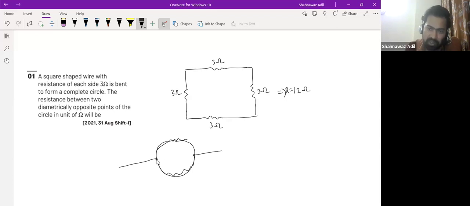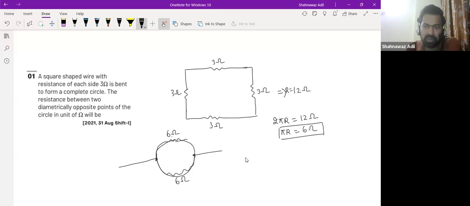For the diametrically opposite ends, for these two ends, what is the effective resistance that we have to find out? We know that the total resistance of the whole thing is 12 ohm. So for 2 pi r length, the resistance is 12 ohm. For a semicircle, for pi r, this is 6 ohm. So this is how the resistances are distributed. This is 6 ohm and this is 6 ohm, and we have to find out the effective resistance.